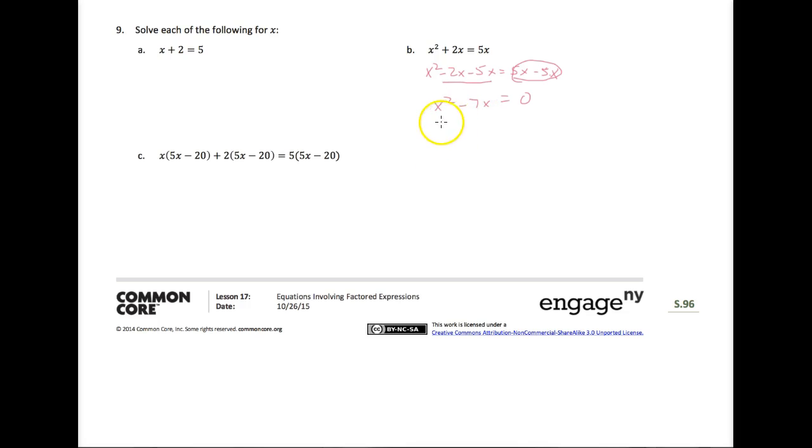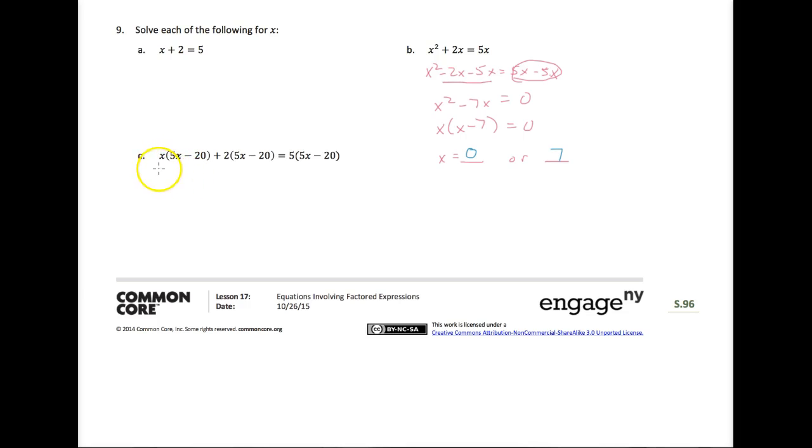I'm hoping at this point that you see that there's an x in common. x out, undistributing or distributing backwards. And that's 0. And I bet you can figure out what x equals. x equals what or what? I hope you guessed 0, because that's the only thing that could be, or 7.